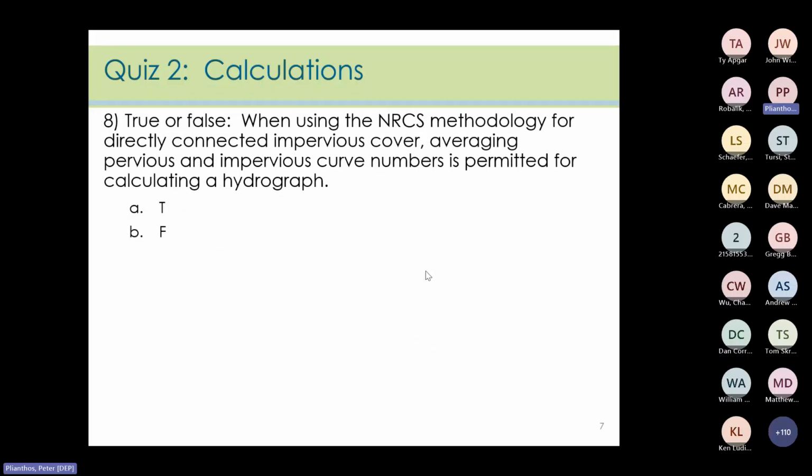Number 8, true or false? When using the NRCS methodology for directly connected impervious cover, averaging pervious and impervious curve numbers is permitted for calculating a hydrograph. This statement is false.